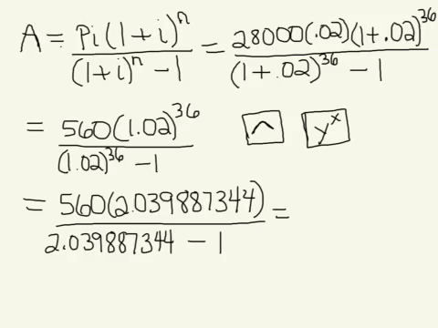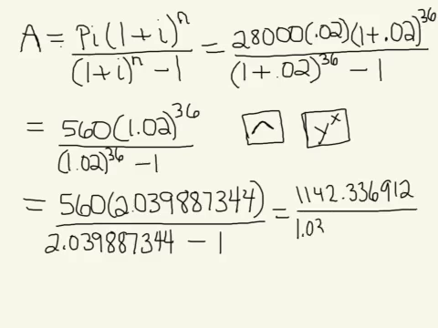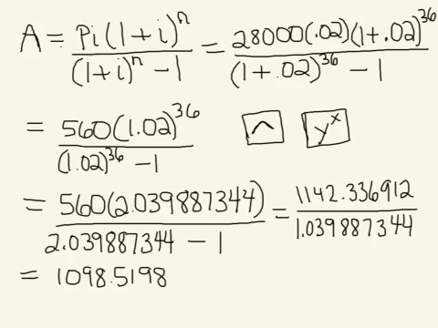So almost done. On the top, go ahead and multiply those two numbers. You get 1142, and then you get a whole bunch of more decimals. That's okay. Let's keep them in. And then on the bottom, I'm just going to subtract 1 from that other number, 1.039887344. And then last thing in your calculator, you will just divide. Take the top number divided by the bottom number. And I got 1,098.5198.